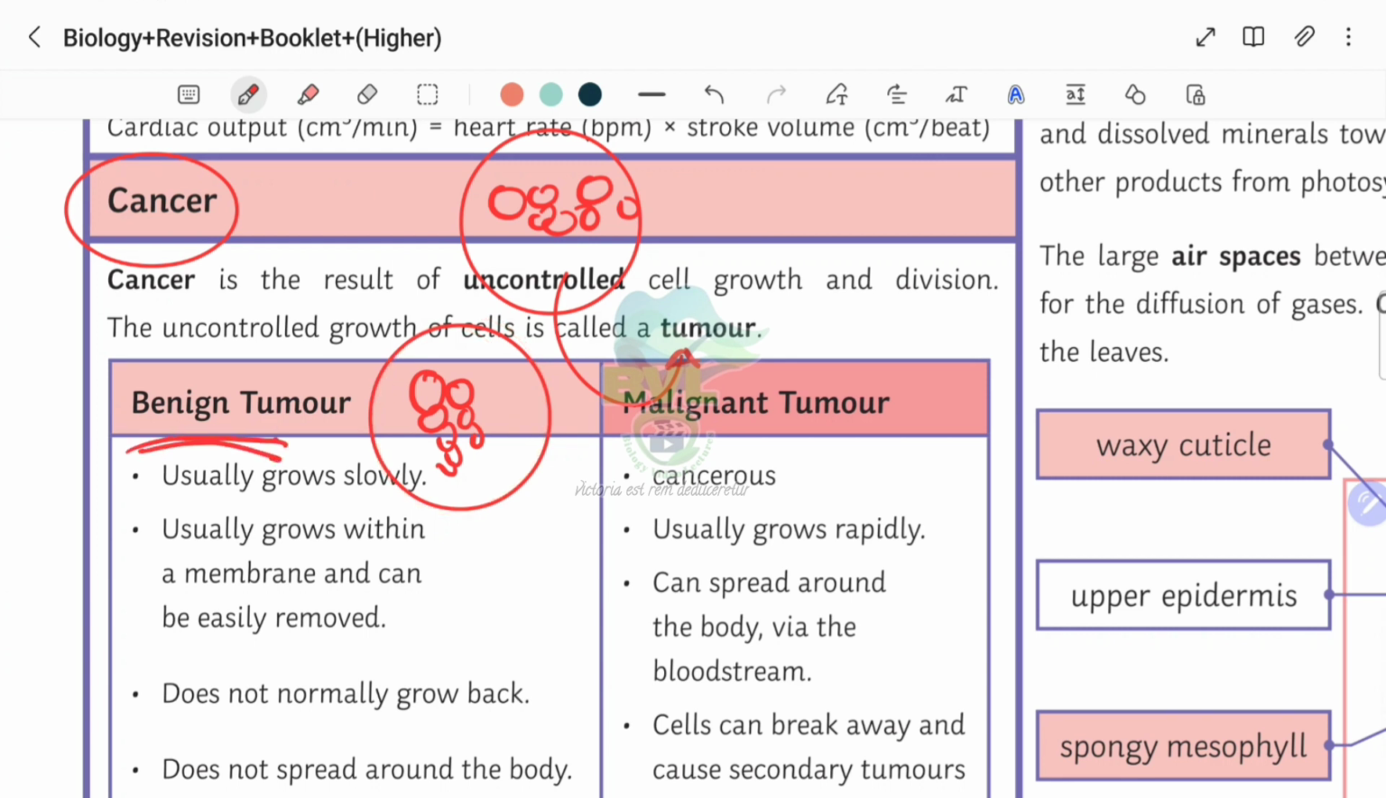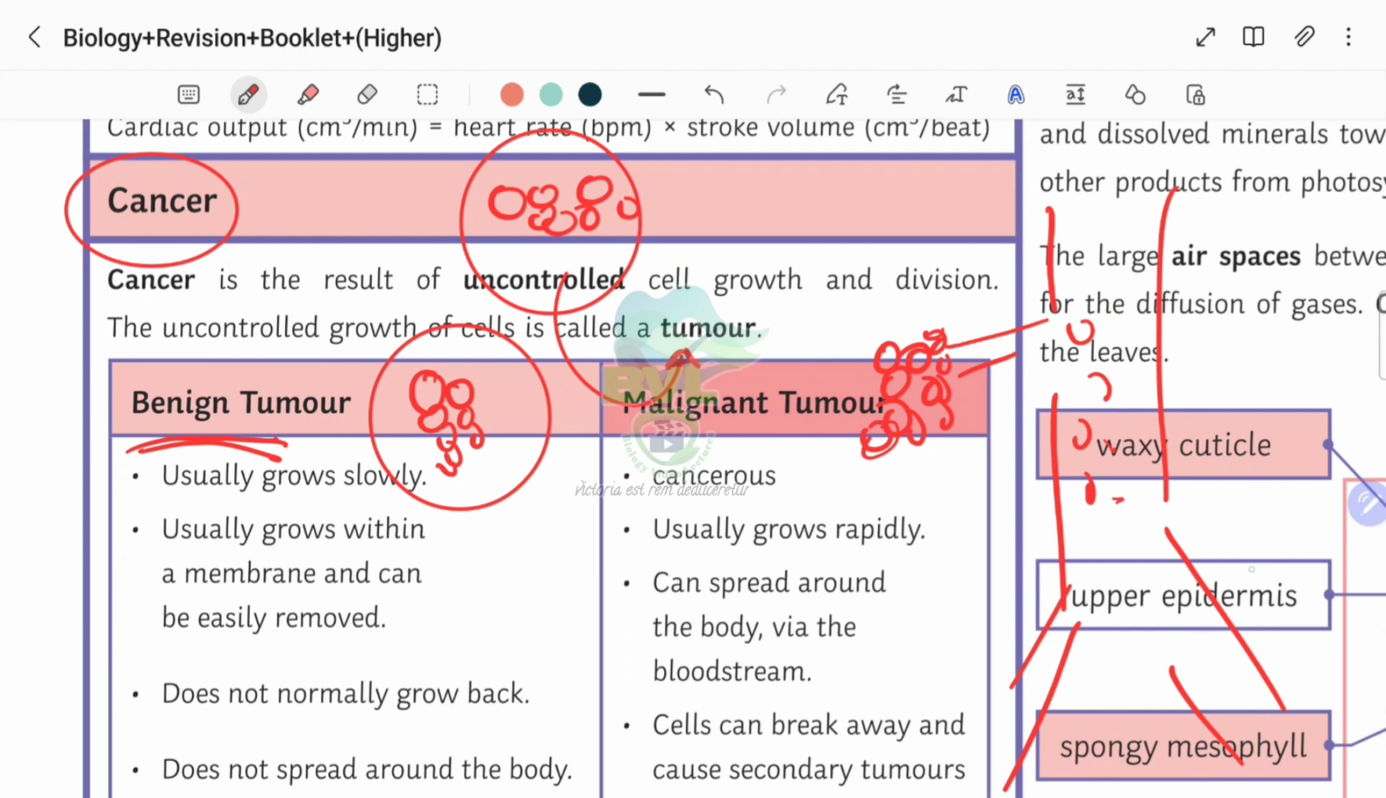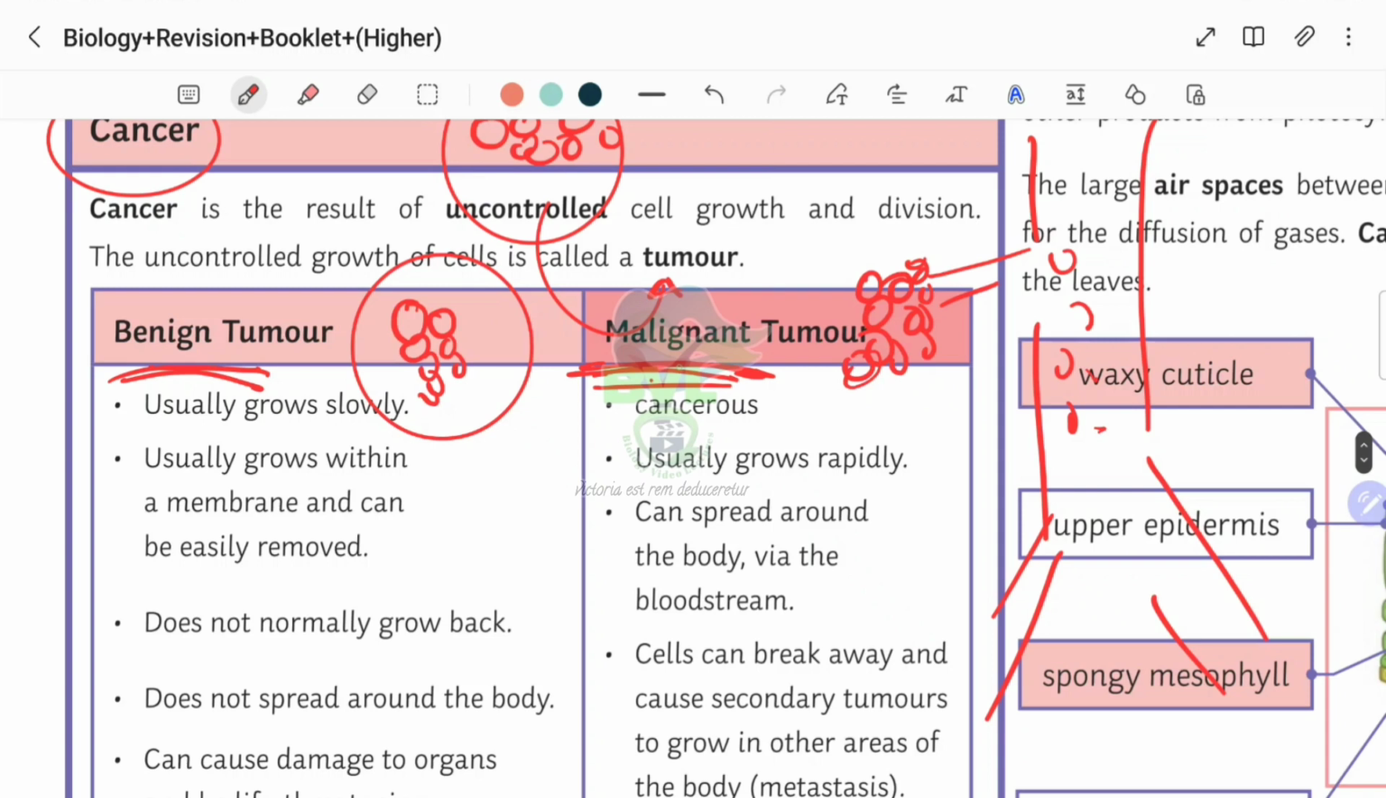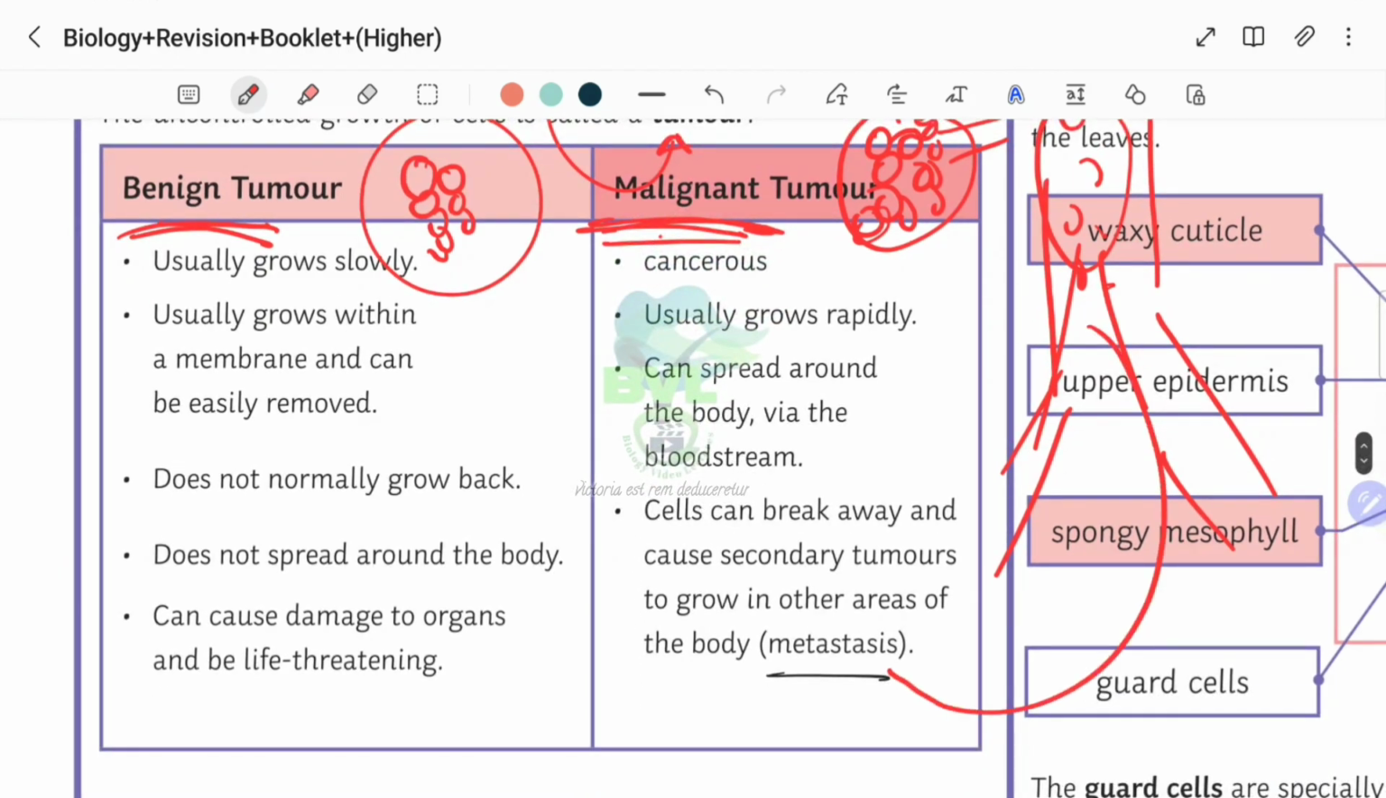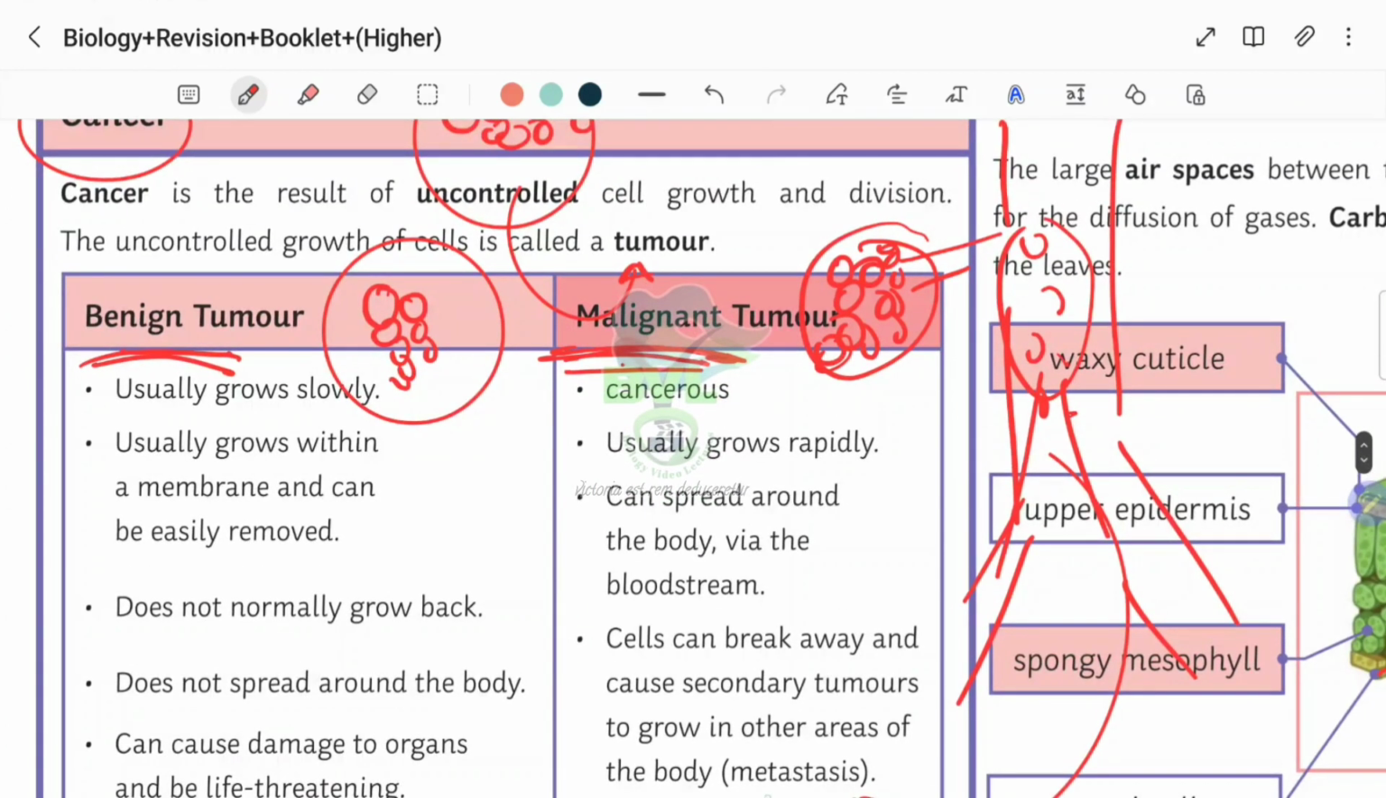That's called benign. But if that tumor, after accumulating to a mass of cells, then starts spreading through the bloodstream to other organs, then that becomes a malignant tumor. That is very important. So a tumor that spreads is called a malignant tumor. However, the process of spreading itself is called metastasis. So when the tumor cell spreads to other parts of the body, that is called metastasis.